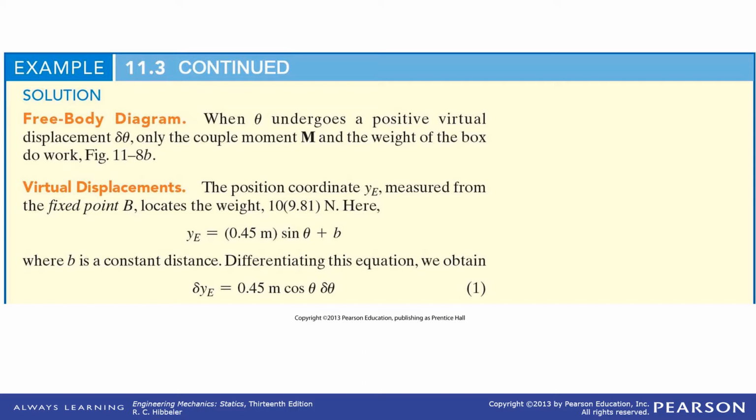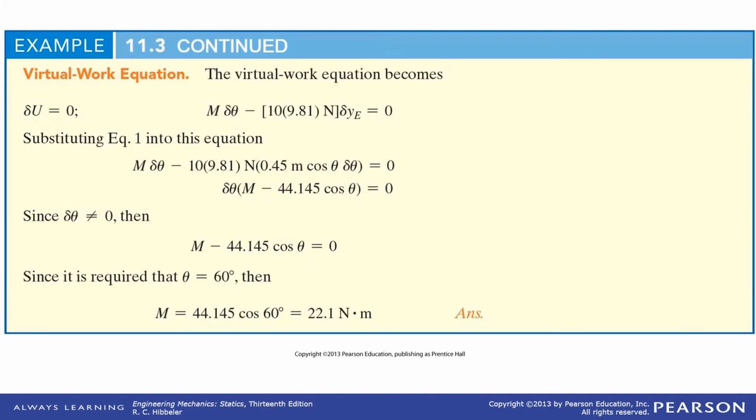The distance things travel in the y is y times the sine theta plus some constant b. Differentiating this, you get this. And of course, moment delta theta tells you the work that the moment is doing. So there it is right there: moment delta theta minus the weight delta y. Delta y is 0.45 cosine theta delta theta. And we get everything in terms of delta theta.